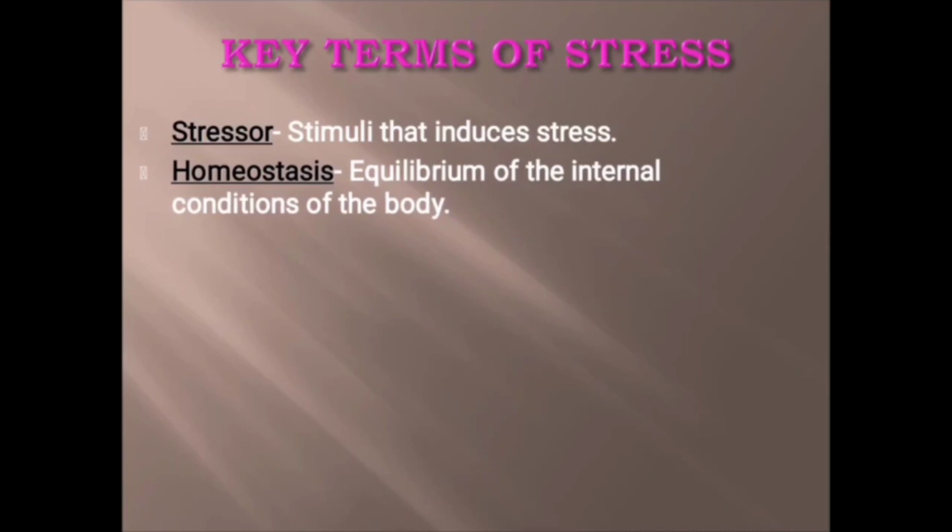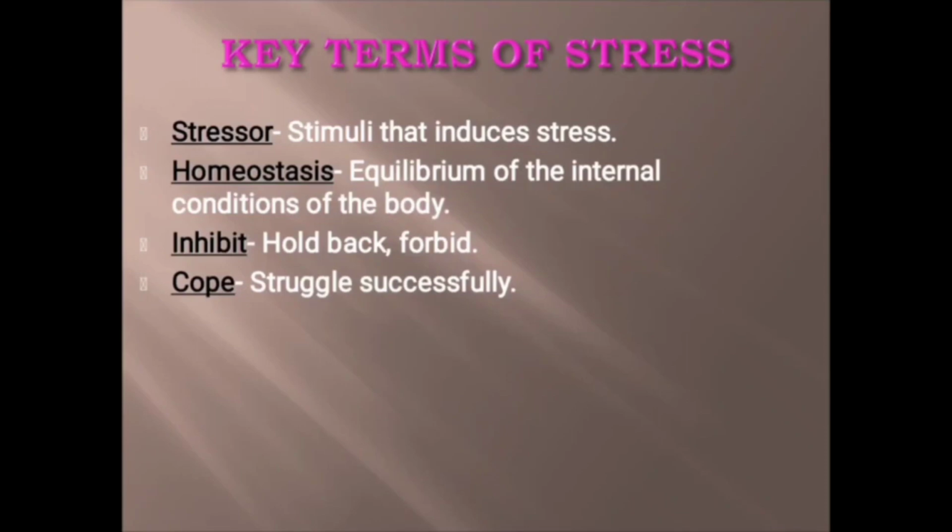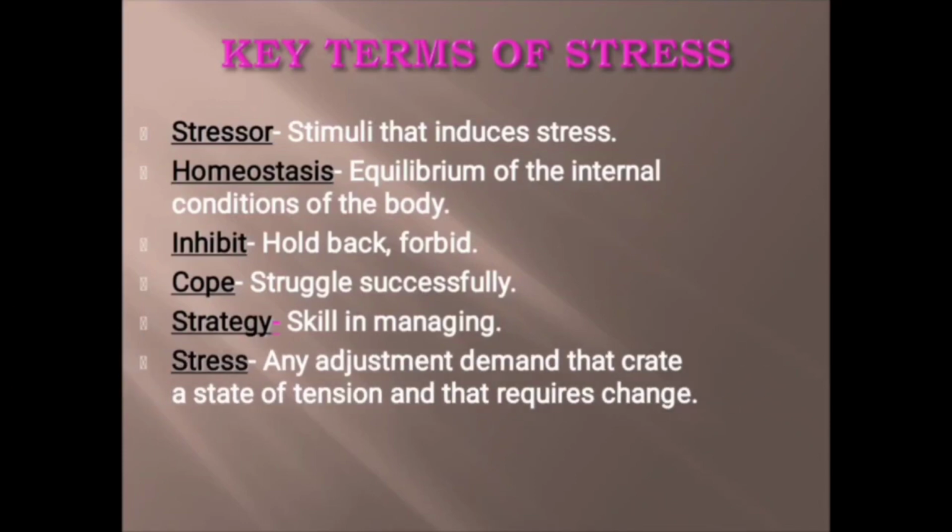Before starting this topic, we should learn some of the key terms. Number one, stressor: the stimuli that induce stress. Number two, homeostasis: equilibrium of the internal condition of the body. Then inhibit: hold back or forbid. Then cope: struggle successfully. Strategy: skill in managing something. It should be any kind of work. Stress: any adjustment demand that creates a state of tension and requires a change.